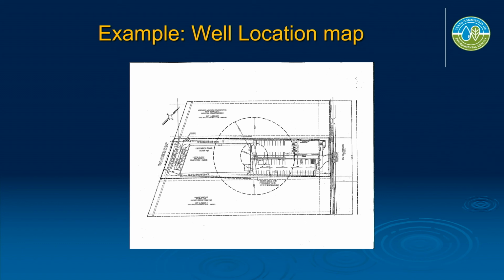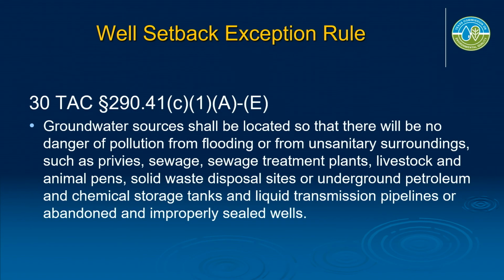And it'll help with my review, and it helps speed things up from a review period. Heading back to the well setback exception, it states under this 290.41 well setback rule that groundwater sources shall be located so that there will be no danger of pollution from flooding or unsanitary surroundings.